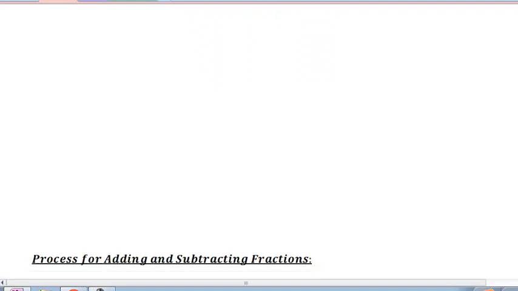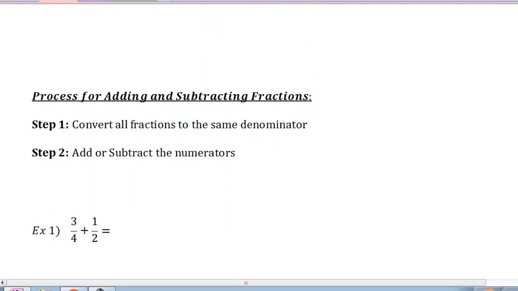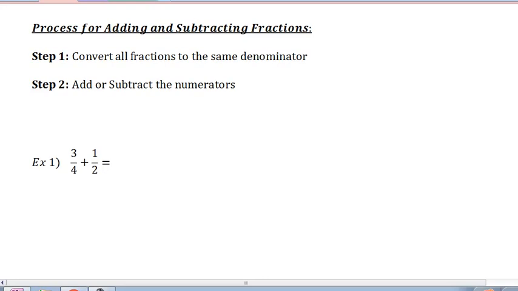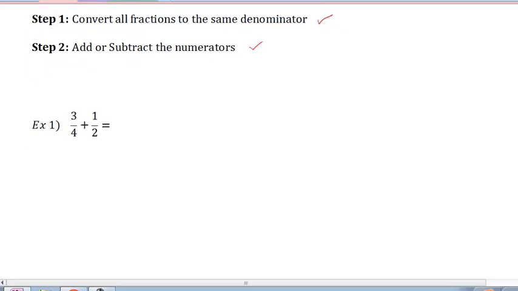Well, let's make it a little bit more complicated, and let's just pause on the process for a second. The process for adding and subtracting fractions. Step 1, convert all fractions to the same denominator. Then step 2, add or subtract the numerators as necessary. That's really it. The first part might be a little bit more complicated depending on how we go about finding that common denominator. So let's look at a harder example.